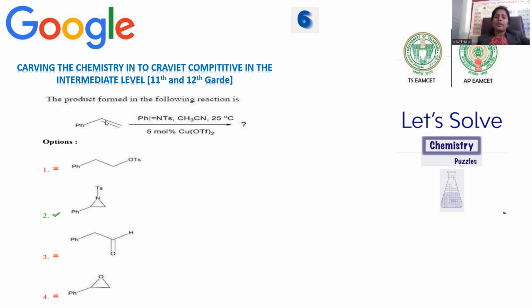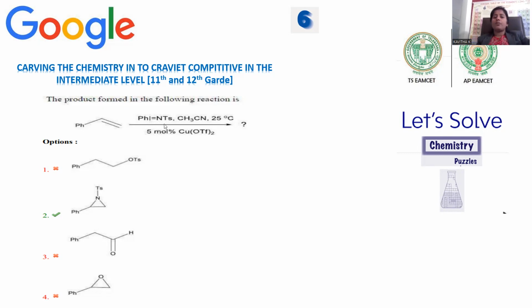The compound we are taking is Ph-CH=CH2. This is called what? Styrene. Ph stands for phenyl, so you can simply put benzene there. Upon benzene, you can find CH=CH2. So benzene with CH=CH2 is called styrene. The styrene is treated with Ph=NTs.